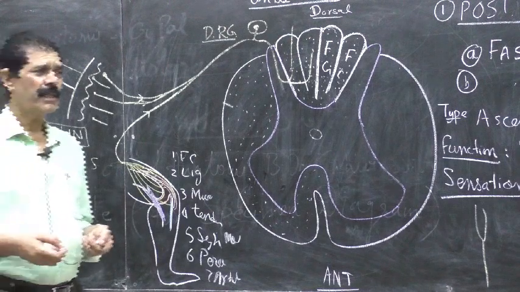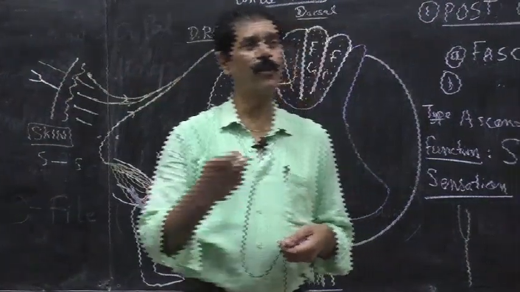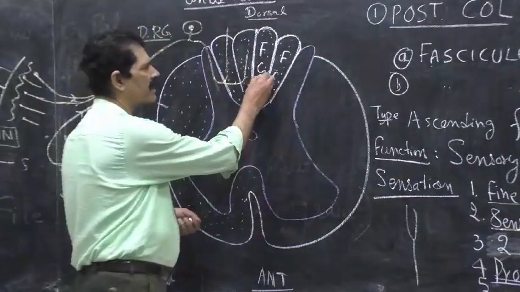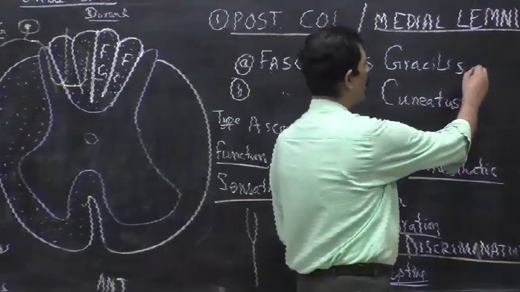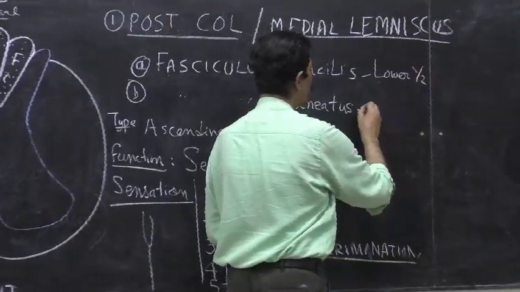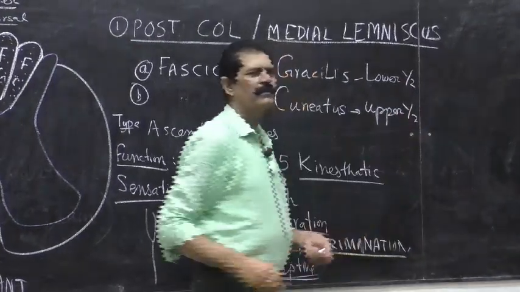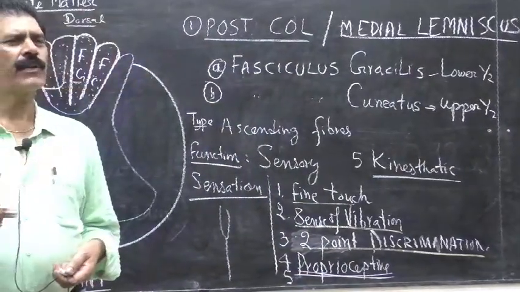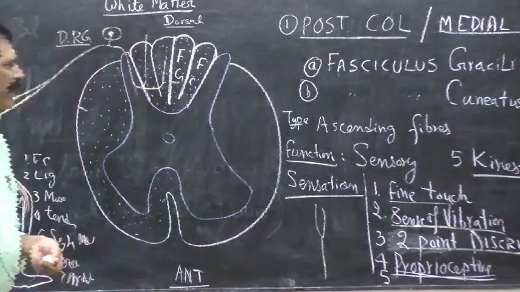Now the question arises, if the same type of sensation is carried by the fasciculus gracilis, why are there two bundles? The answer is that the fasciculus gracilis carries these five types of sensations from the lower half of the body, while the cuneatus carries them from the upper half of the body. That is the difference why there are two bundles, fasciculus gracilis and cuneatus. So after writing this, now we'll start with the next part.